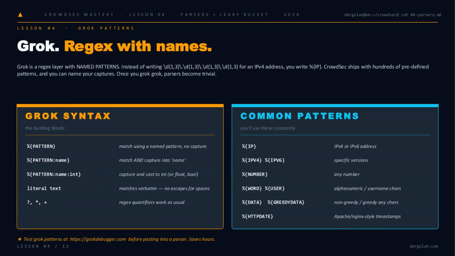Now let's zoom in on that Grok line, because Grok is the single concept that makes parsers click. Think of it as regex with a vocabulary. Instead of handcrafting a 40-digit nonsense regex for an IP, you write %{IP} and you're done. The syntax is small: bare pattern to match, :name to capture, :name:int to cast. And CrowdSec ships hundreds of these: IP, NUMBER, WORD, USER, DATA, GREEDYDATA, HTTPDATE. One tip that will save you hours: paste your log line into grokdebugger.com before you ever touch a YAML file.